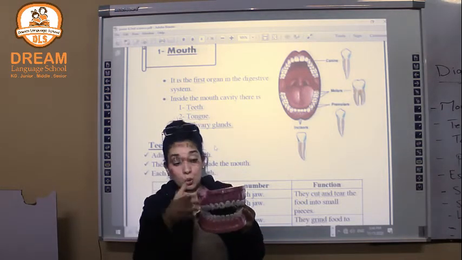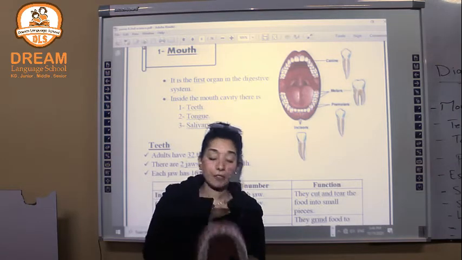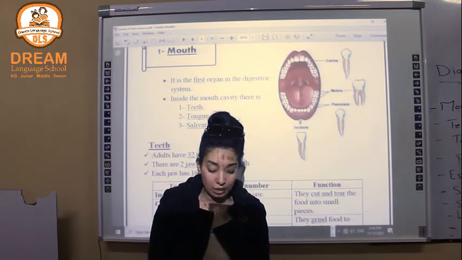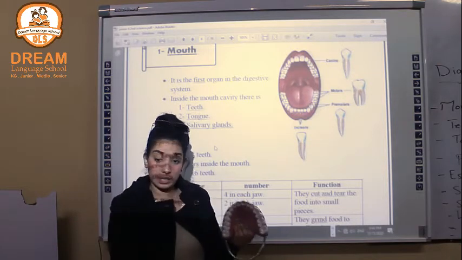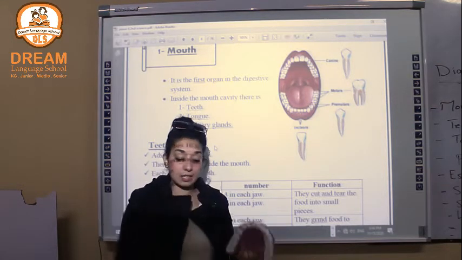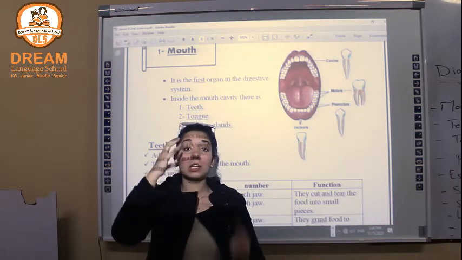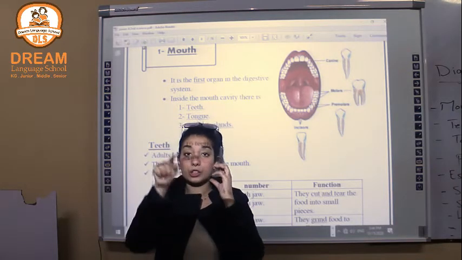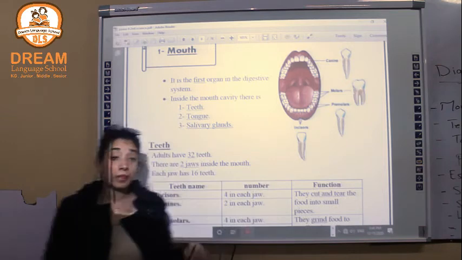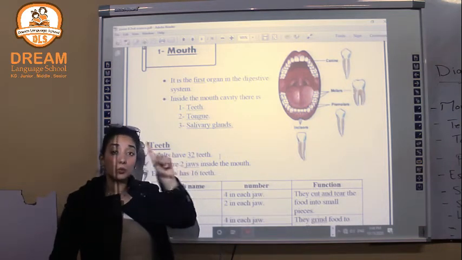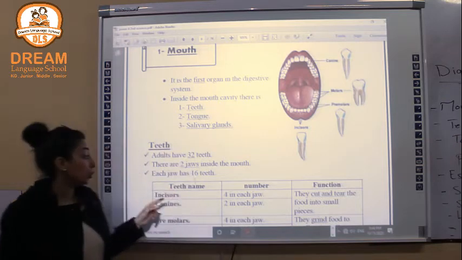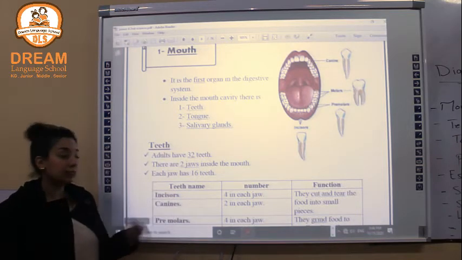In each jaw, we have 16 teeth. The upper jaw has 16 and the lower one has 16. Overall, the 2 jaws have 32. Adults have 32. Focus when the question says the whole jaw or one jaw, up or down. Up or down, each jaw has 16 teeth.